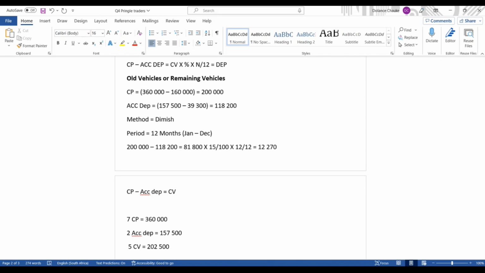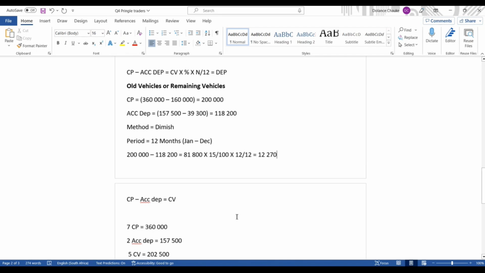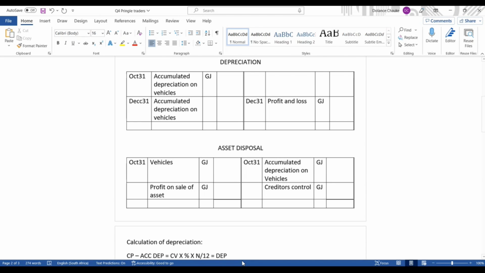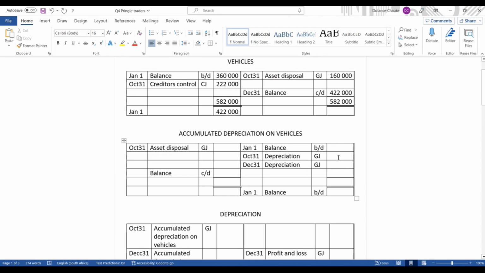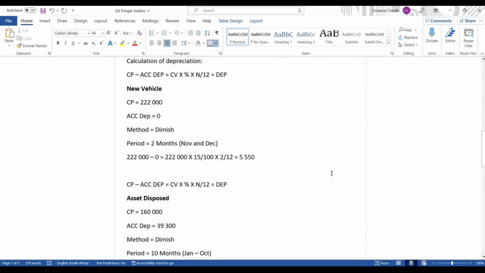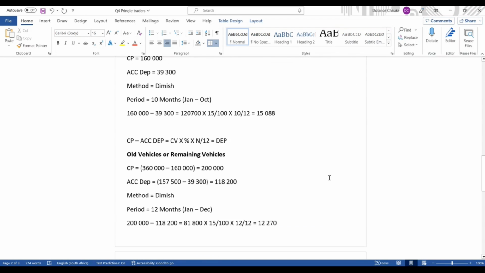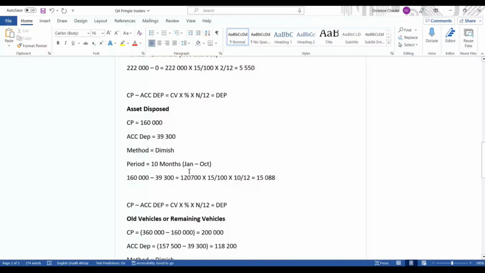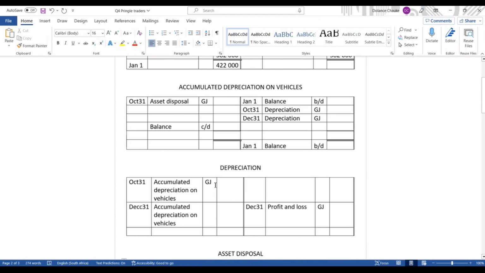Sure. Can we go back and record now? Let's go back and record. How much is the opening balance of the accumulated depreciation? We have calculated it. It's here. Remember, it's this one. You remember? It's 157,500. You remember how we calculated it, right?